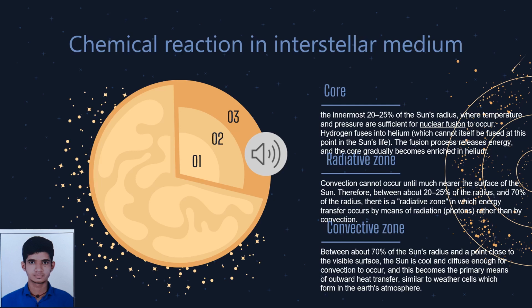And the radiative zone. The radiative zone is the zone in which the particles are so closely packed that even light can't escape easily. We are getting light which is nearly 1 million years old due to the scattering effect in the radiative zone. And in the radiative zone, convection is not occurring because it is highly dense. Let's see the next, the convective zone.